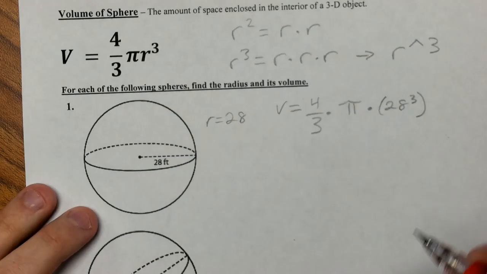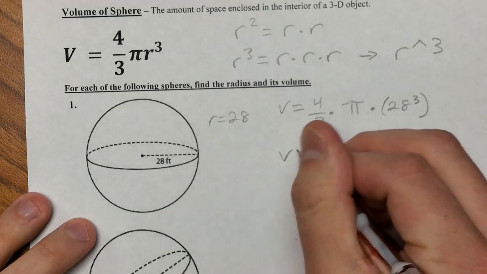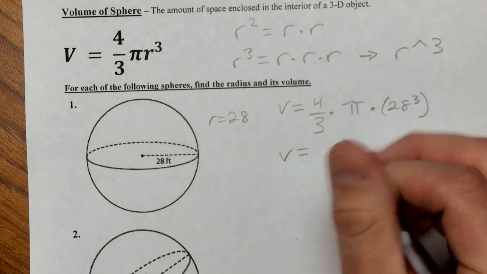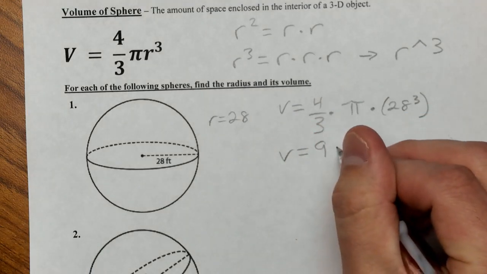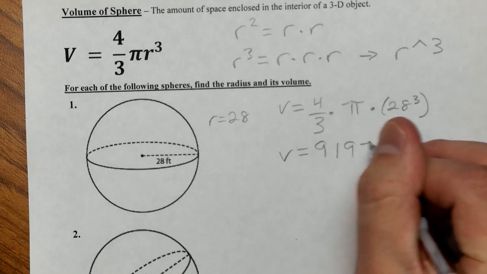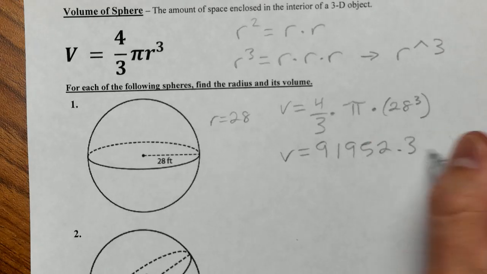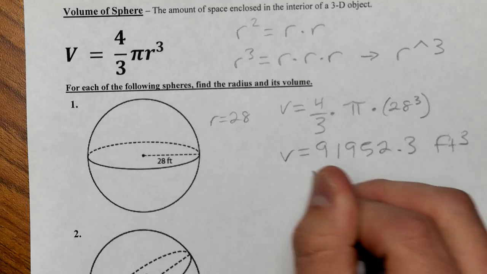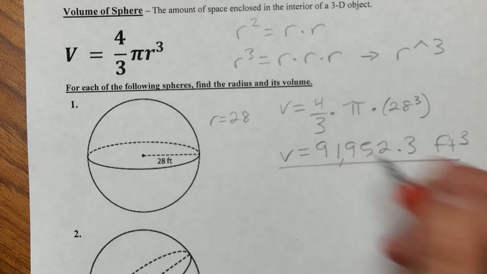Okay, so if I plug all of that into the calculator and I round this to the nearest decimal, I'm going to get 91,952.3. We still say this is in feet cubed. So that's my answer, 91,952.3.